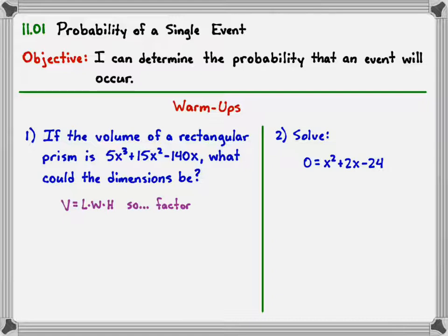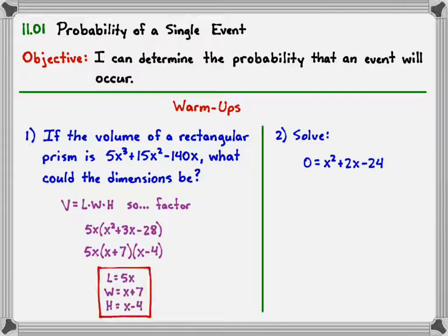Remember, when we factor a polynomial, the very first thing we look for is GCFs. So the GCF here is 5x, and we're left with x squared plus 3x minus 28. And then we do our quadratic factoring, which produces x plus 7 and x minus 4. So we can say our length is 5x, our width is x plus 7, and our height is x minus 4. It doesn't matter which order you put those in. You could call the length one of the others, width one of the others, and so on. But those are the three results.